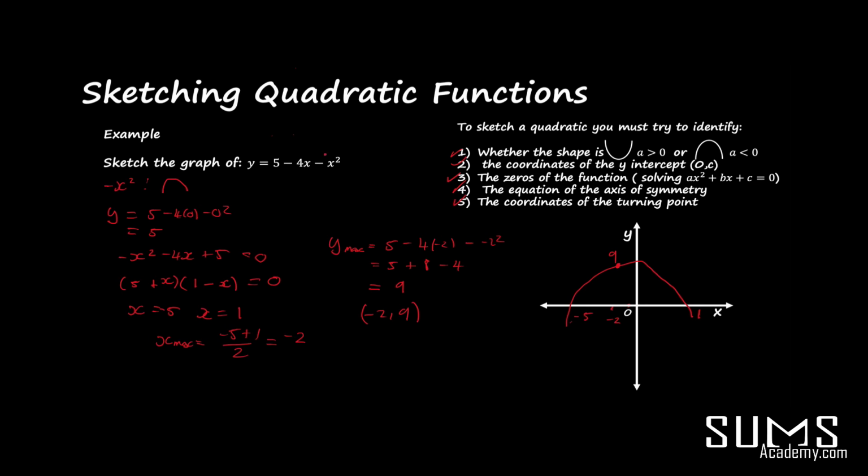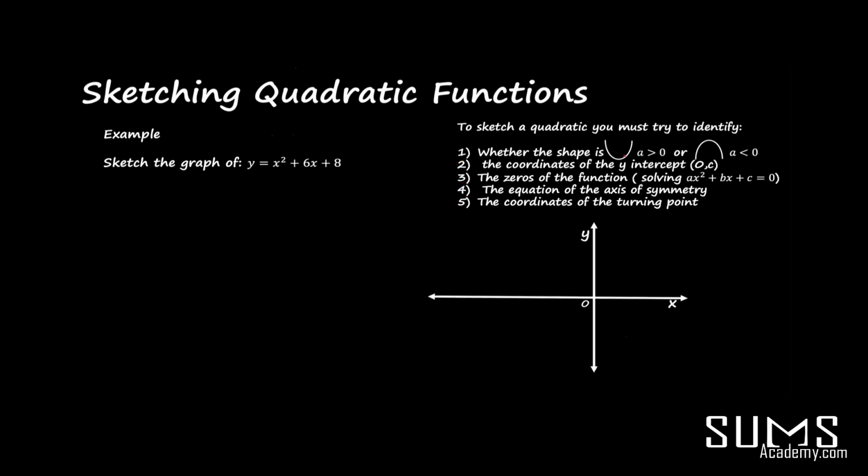Okay, so let's try another example. Sketch the graph of y equals x squared plus 6x plus 8. So is this going to be a maximum or minimum turning point? Well, it's going to be a minimum turning point. X squared, therefore minimum turning point. What is the y-intercept? Well, when x is 0, y is just going to be 8, so y is equal to 8.